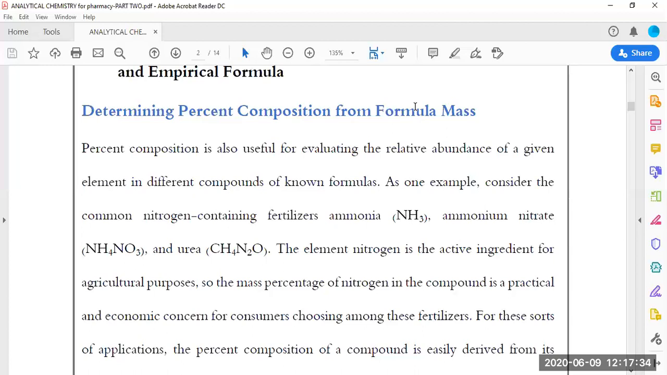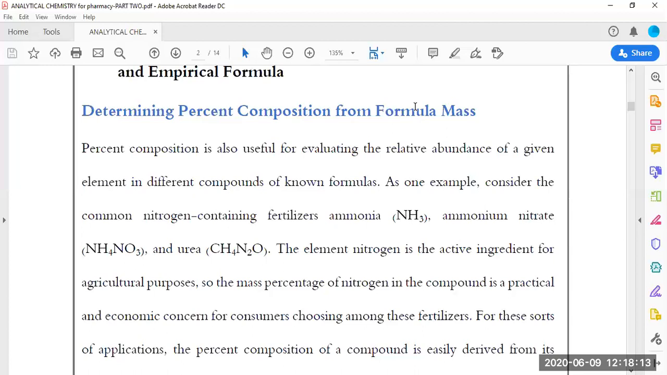For example, we have NH4NO3. If you look at the formula of NH4NO3, there is nitrogen in it. And if you look at urea, which is CH4N2O, again we have nitrogen. We use these compounds as fertilizers to supply the soil, as we said, with nitrogen. So the element nitrogen is the active ingredient. Ingredient يعني هي المادة الأساسية هنا، المادة اللي يحتاجها التربة أو يحتاجها النبات for agricultural purposes, agricultural زراعية.